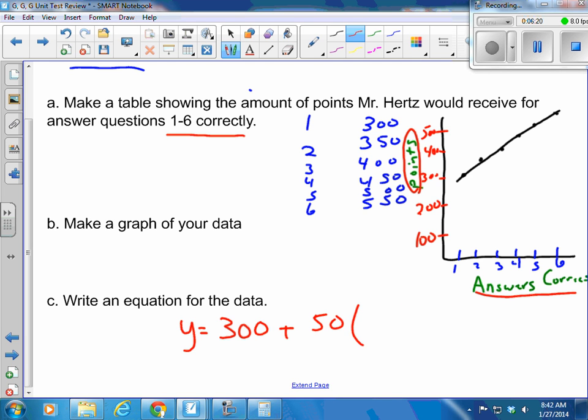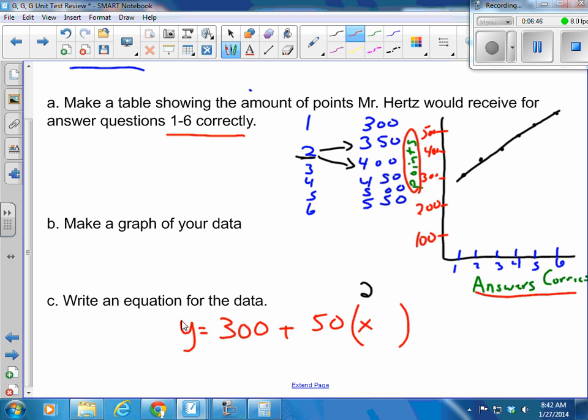Now, my variable is, if I were just to times it by the number of correct answers, I would put x. So let's try that. If I was going to put in 2 correct answers, this one right here for 2, I would get 50 times 2, which would be 100, plus 300, which would be 400. So I put in 2, and I should get this, but the problem is I'm getting this right here. So I have to move it 1 up.